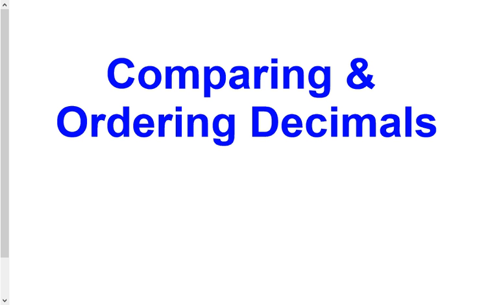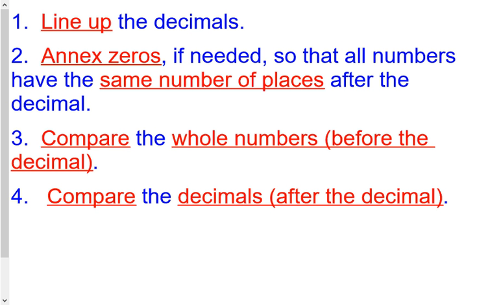Now, let's talk about comparing and ordering decimals. So if I want to compare and order decimals, the first thing I need to do is rewrite all the numbers, being sure to line up the decimals. And then I annex. That means add zeros if needed, so that all the numbers have the same number of places after the decimal. Then step 3 is to compare the whole numbers, that's the part before the decimal, and then compare the decimals, that's the part after the decimal.